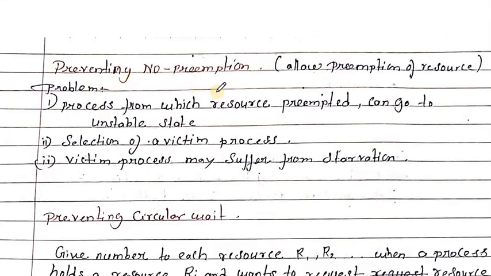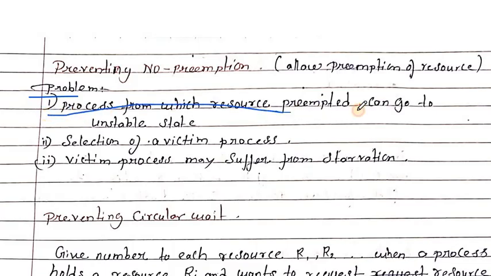Preventing no preemption: allow preemption of the resources. Here we will provide preemption of a process. It means one process is holding one resource and waiting for other resources. If there is a process having low priority or any other condition happens, then they will preempt the resources from it. So what happens in this condition?